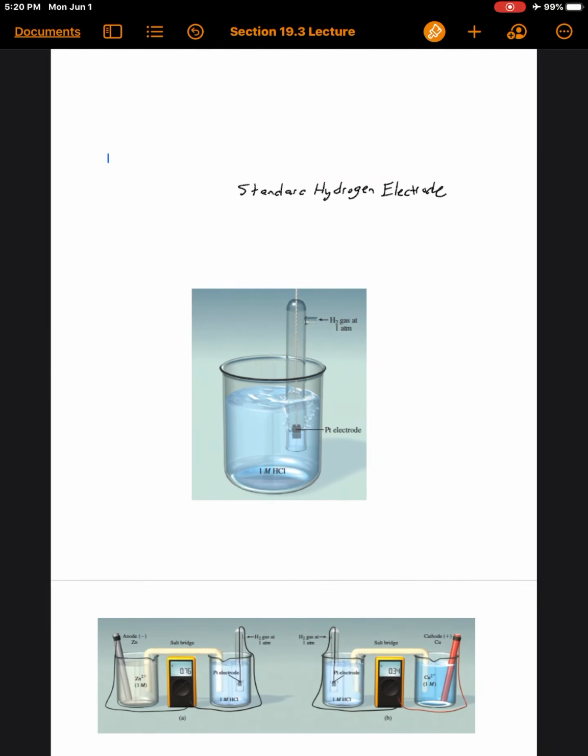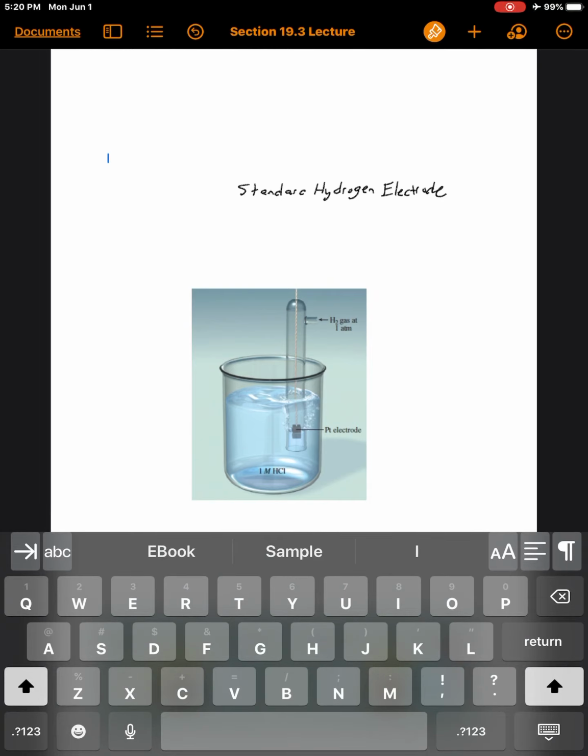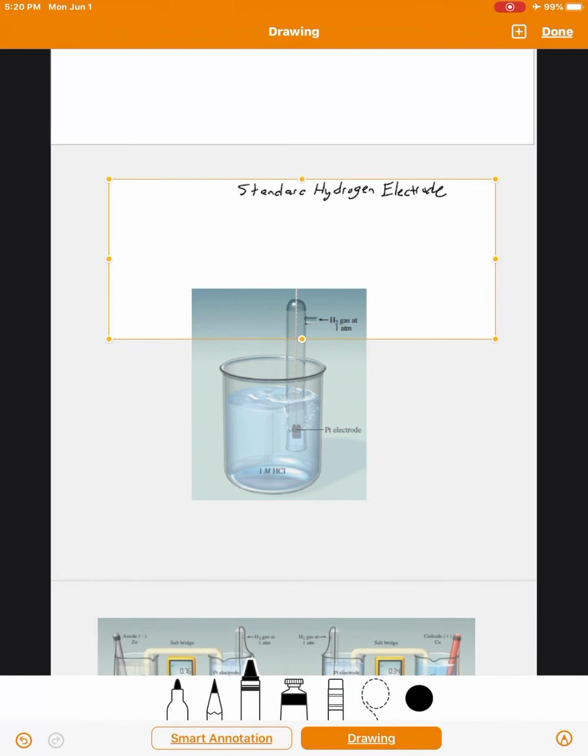There we go. Okay. So let's begin by considering what is called the standard hydrogen electrode. This is often abbreviated as SHE, standard hydrogen electrode. In order to measure electrical voltages or electrical currents, we need two electrical connections.